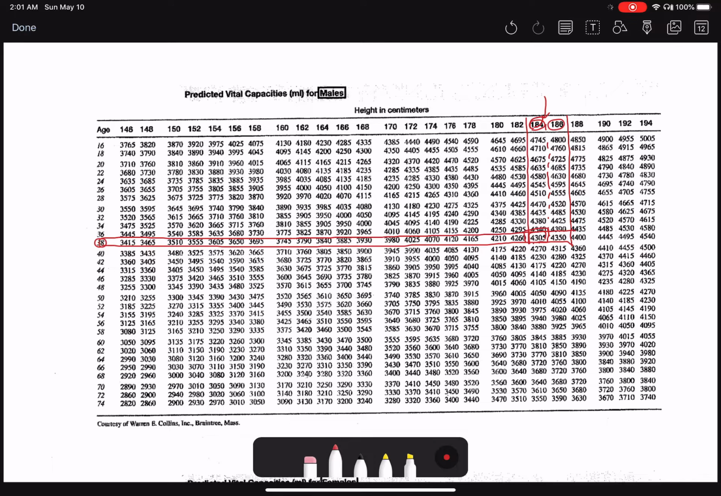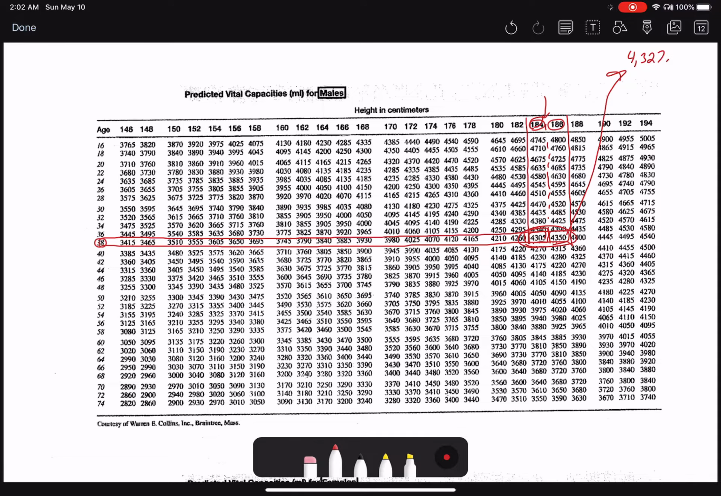We have 4305, and then we have the number associated with a height of 186. So this number is 4350. So what we're going to do is we're just going to average those two numbers together. So I have my calculator out right here. So 4305 plus 4350 equals 8,655, and then divide that by 2 to take the average. And so the average number here is 4,327.5. So that is going to be the value for my forced vital capacity using this method.